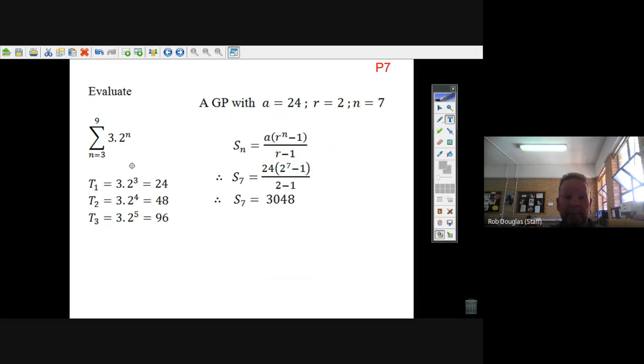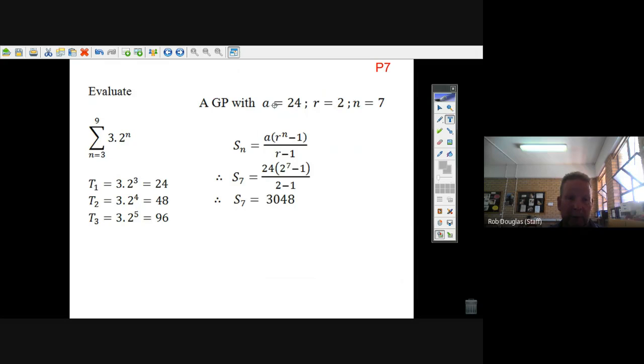Let's look at a geometric series. 3 times 2 to the nth power. We're starting at 3. We're ending at 9. Well, 9 minus 3 is 6 plus 1. We've got 7 terms. The common ratio is 2 because you're multiplying by 2 to the third power, 2 to the fourth power, 2 to the fifth. You're multiplying by 2 more each time. So that's the common ratio.